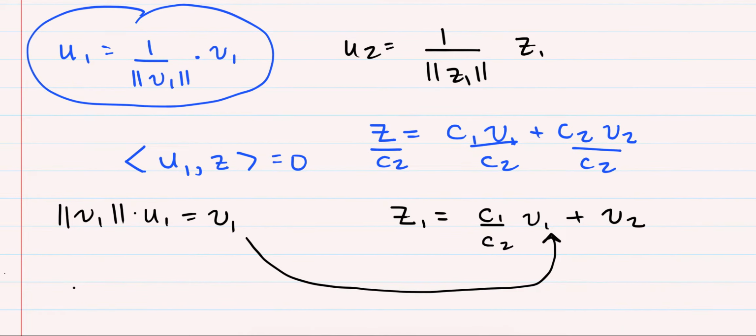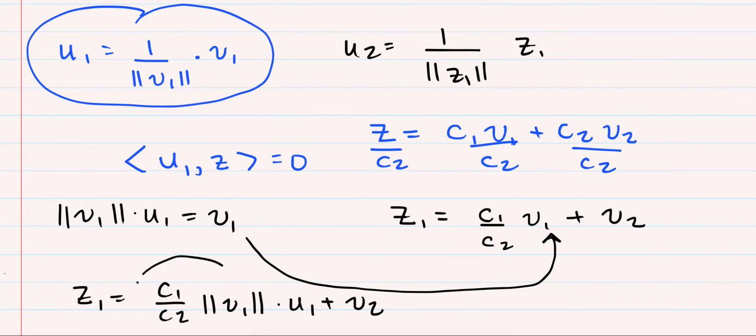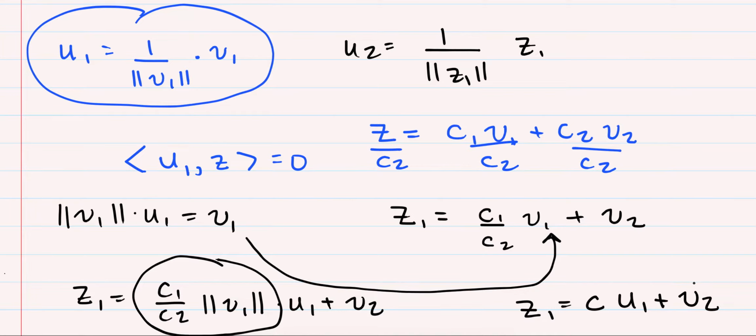And so Z1 is C1 over C2 times the length of V1 times U1 plus V2. Okay, and now I'm going to call this big constant here, I'm just going to label it C. So Z1 is going to be C times U1 plus V2. And that's what I want to focus on.